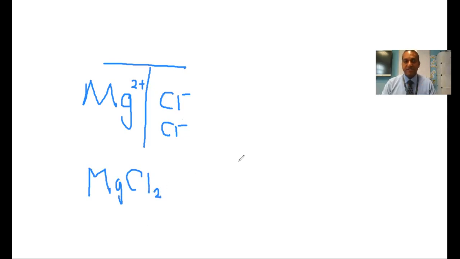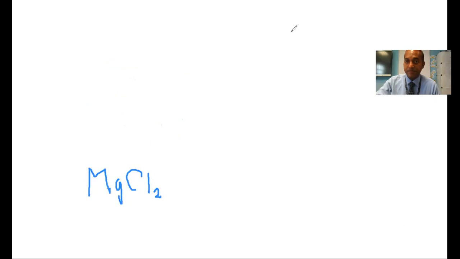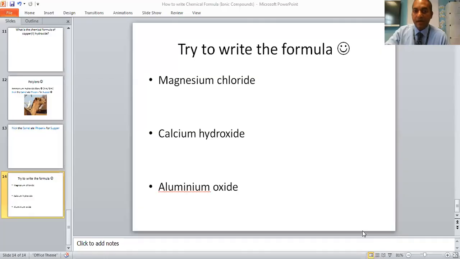Okay, so this is very straightforward. You find the charge of magnesium, and you find the charge of chloride by looking at the periodic table. The next one we have is calcium hydroxide. The last one is aluminum oxide.